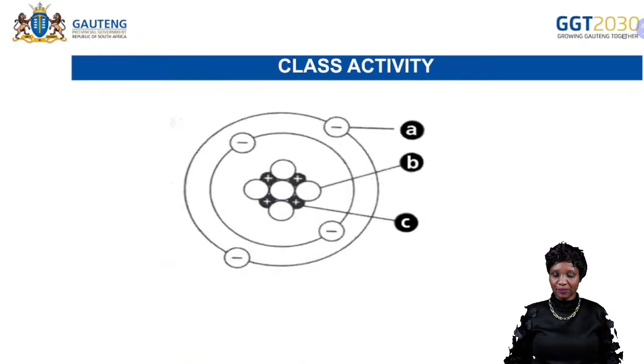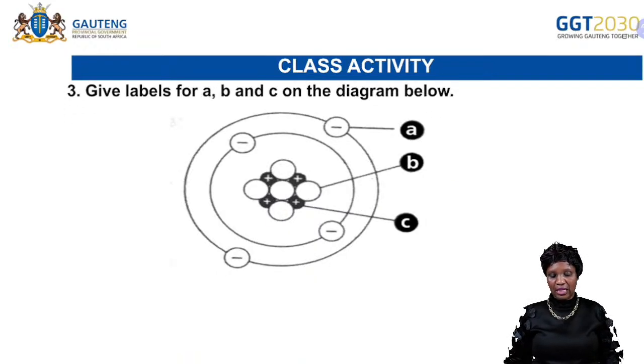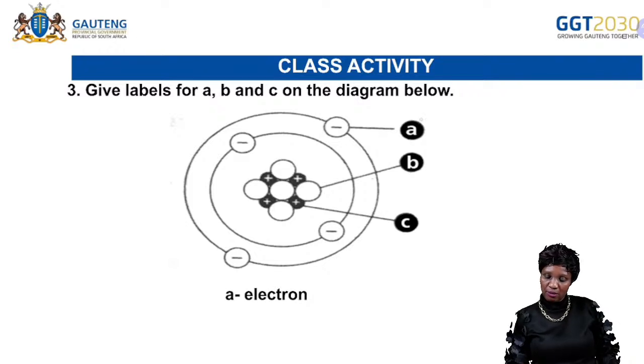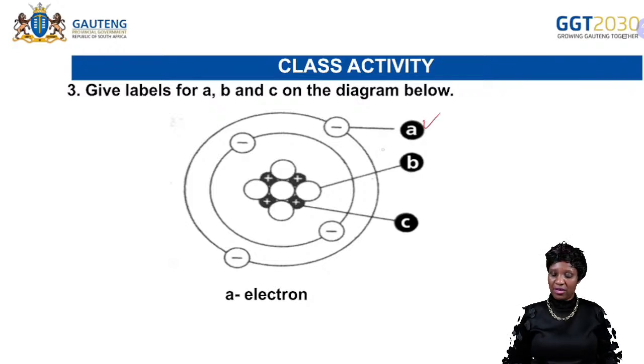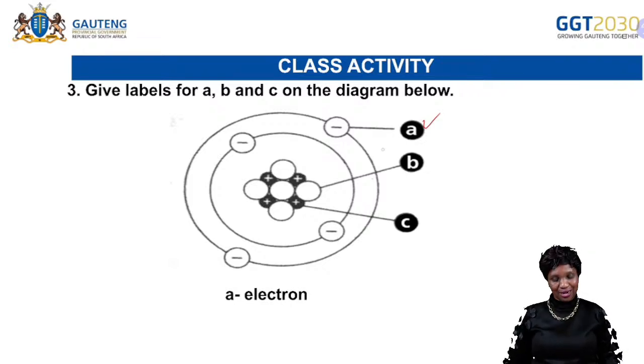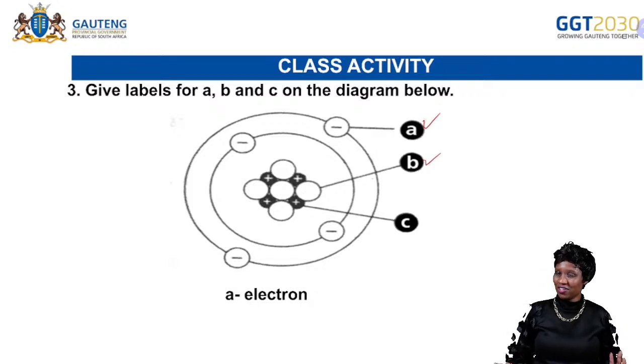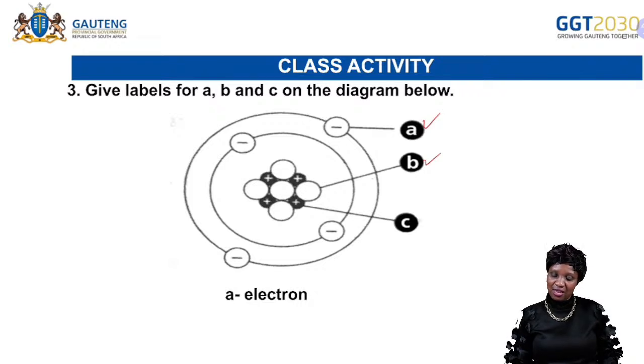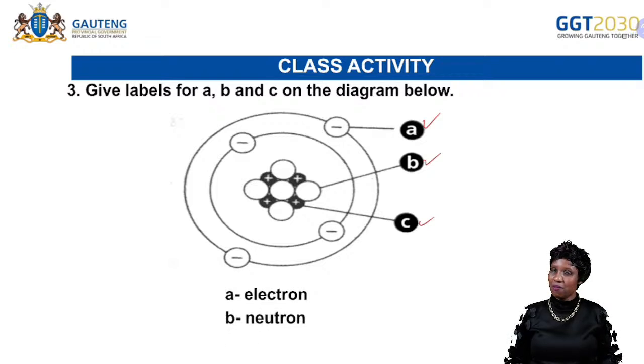Okay. And then give labels of A, B, C on the diagram. Let's look at A. A is the what? Electrons. Why are we saying electrons? Because electrons are negatively charged. What about B? B, there is no charge, which means these are neutrons. They don't have a charge. They are neutral. And then what about C? The C is positively charged, which means it is the protons.